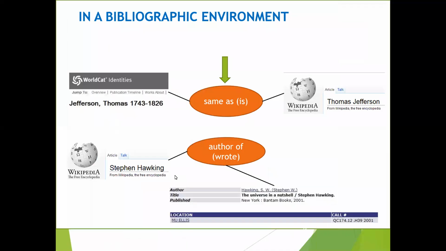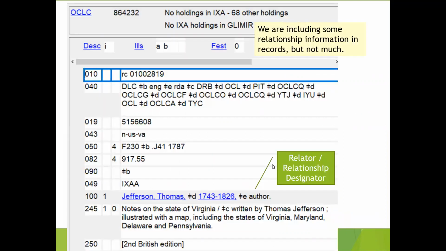So as you could see here, we have Thomas Jefferson is the same as the Thomas Jefferson in Wikipedia. Stephen Hawking is the author of The Universe in a Nutshell. That's a pretty easy one, right? Author of, we can see that relationship fairly easily. And so that would be fairly easy for us to, in this case, add a relator or relationship designator, subfield E. So that's getting to that relationship, right?